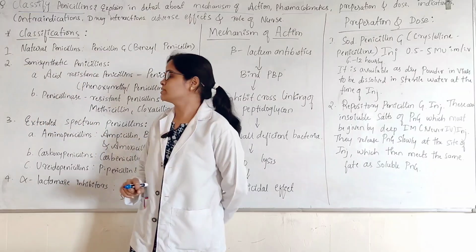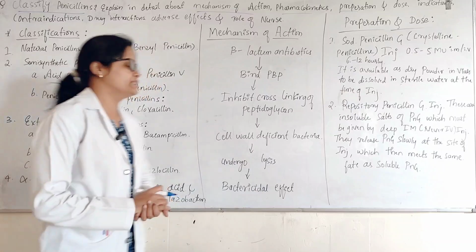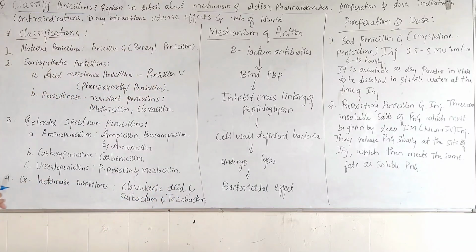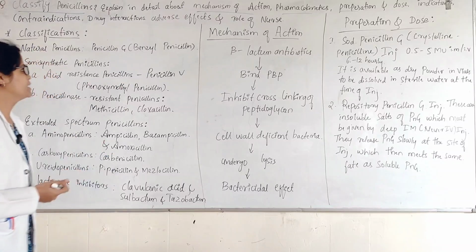First we'll study the classification of penicillins. Here the penicillins are classified into four types. Those are natural penicillins, semi-synthetic penicillins, extended spectrum penicillins and beta-lactamase inhibitors. So here the natural penicillin is penicillin G. This is also called benzyl penicillin.